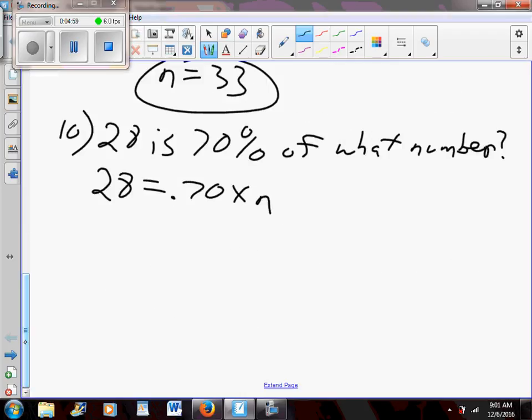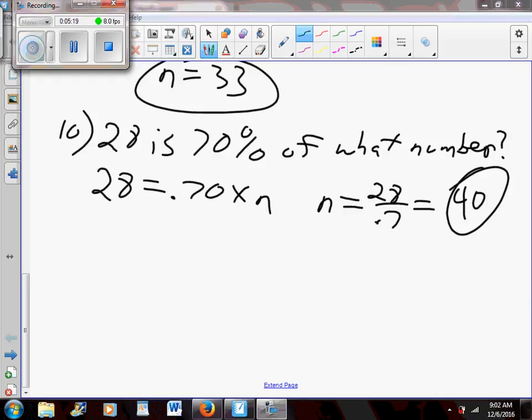To solve for n, you're going to divide both sides by 0.7. So n equals 28 divided by 0.7. And what did y'all get that to be? 40. Okay, everybody agrees? 40 is your answer. That's what n is equal to.